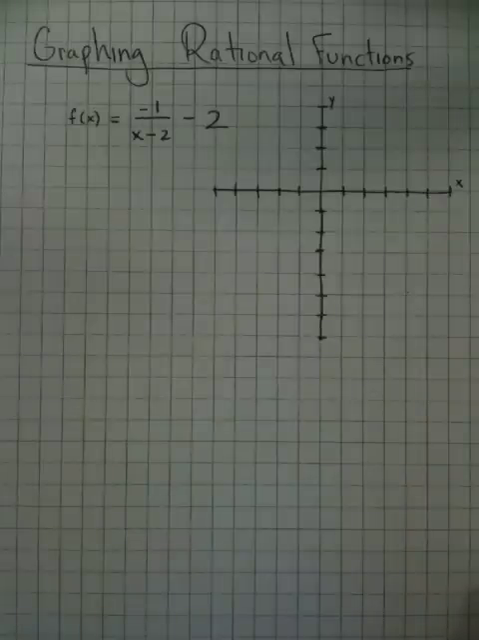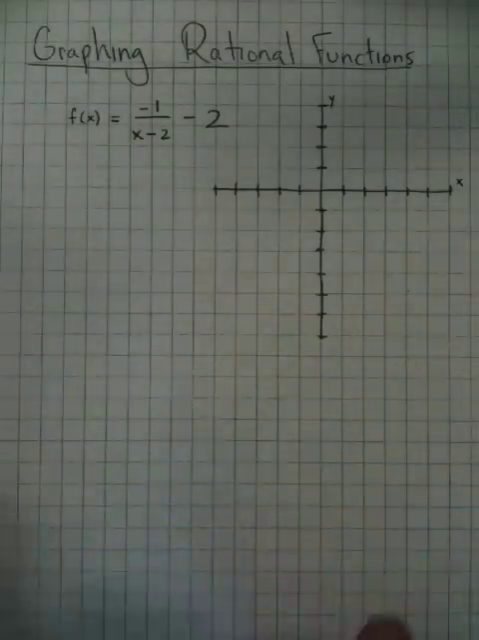When graphing rational expressions, it's important to know if you have a vertical or horizontal asymptote. This will help guide you into graphing the problem. Vertical asymptotes are very easy to find.